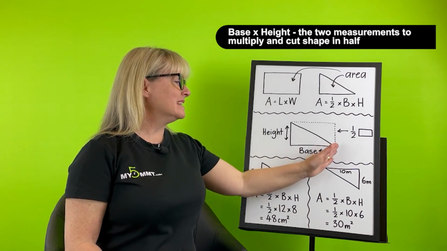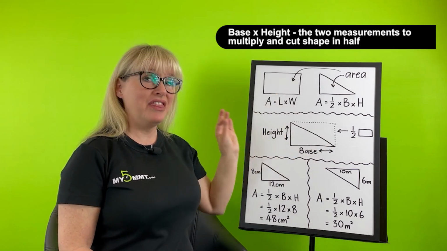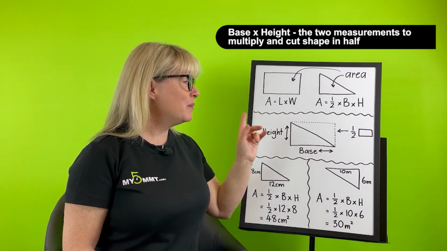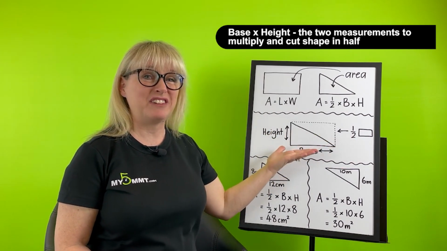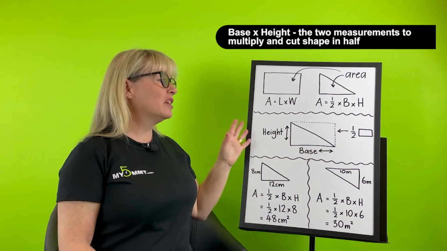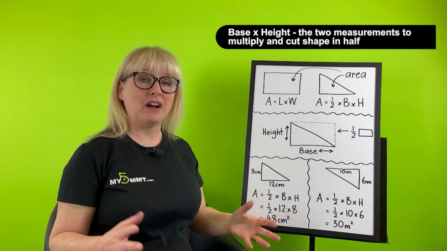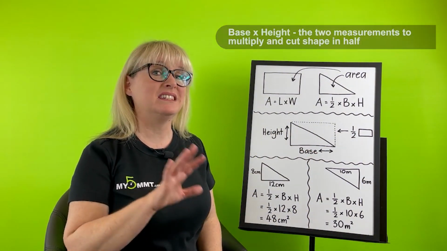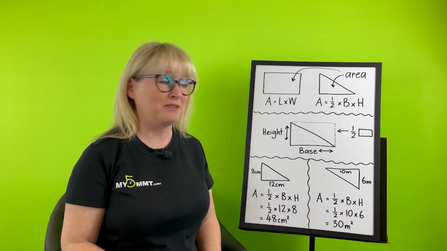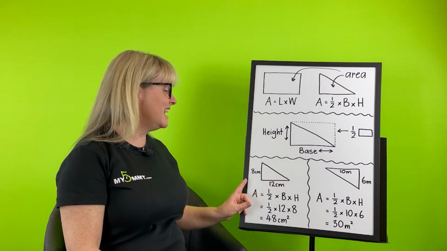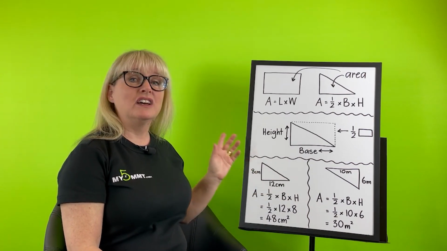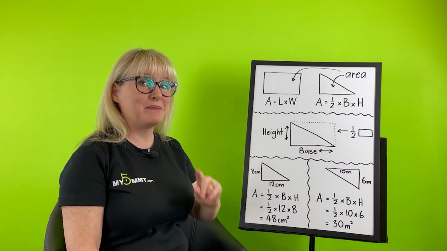We've got our base and we've got our height. They're the ones we multiply, and we can't forget that we're actually cutting our shape, in this situation a rectangle, in half. We only need half of the area we would have calculated if it was the entire shape of a rectangle. So here you can see I've got a 12 centimetre base and an 8 centimetre height. So I multiply them, but I cut them in half.